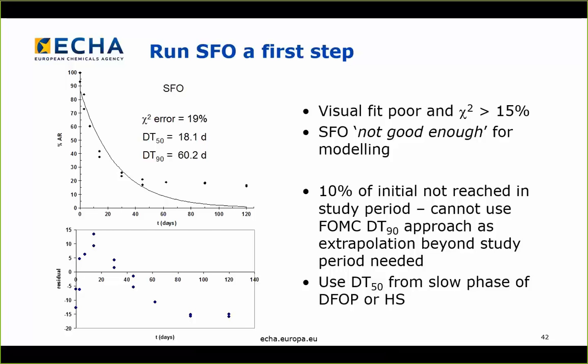In this case, 10% of the initial is not reached within the study period. So we can't use that FOMC DT90 workaround because of that limitation on the FOMC model. You can't extrapolate FOMC beyond your experimental period. So we need to use the DT50 from the slow phase, from the K2 of DFOP or hockey stick.